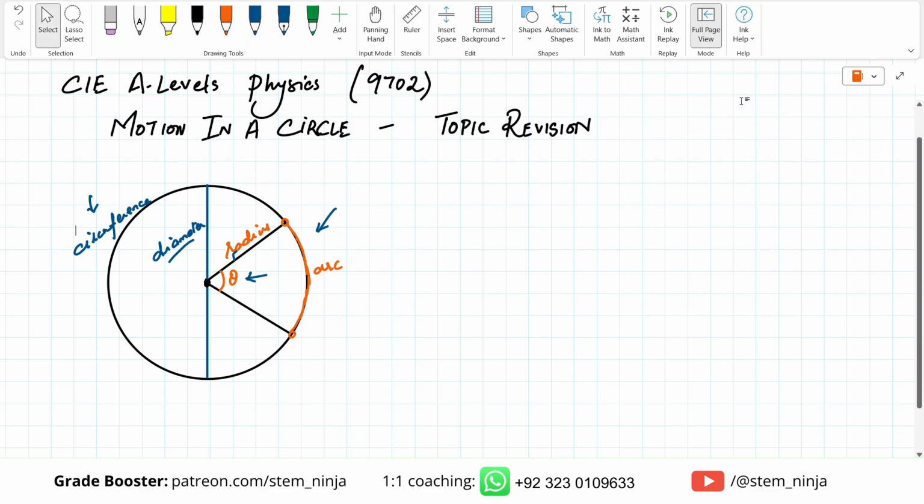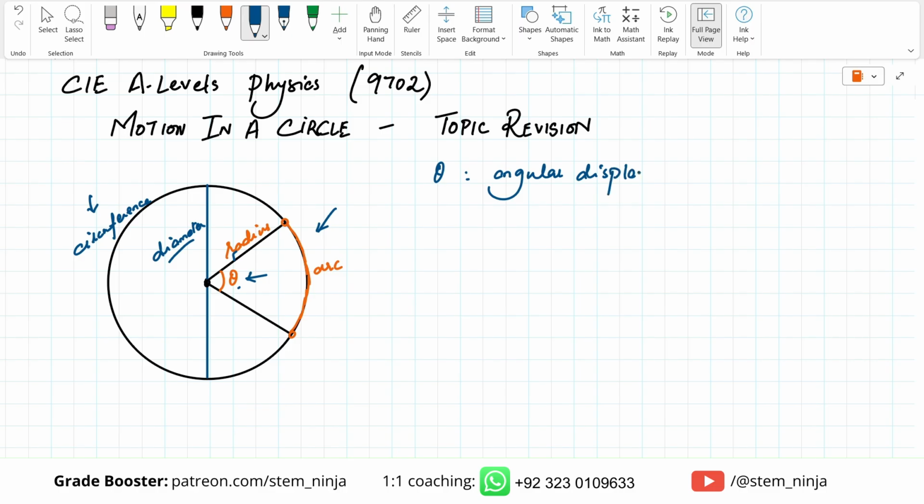So the new terms that we have to learn, just to list them first, and then we will define the important ones. This theta, first of all, is our angular displacement. We will define it in a second. We know r is the radius of the circle. These are the symbols that we are going to be using going forward into the syllabus.